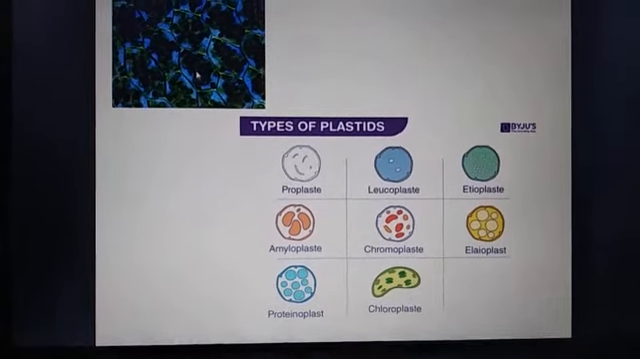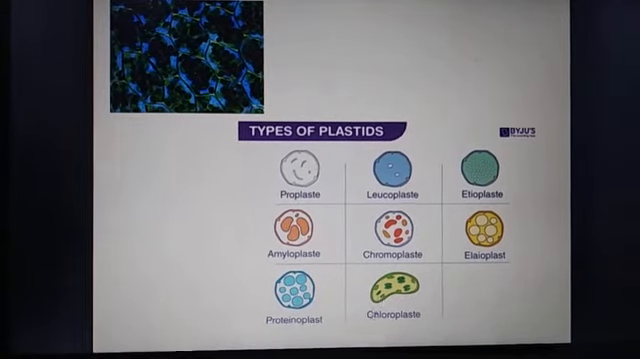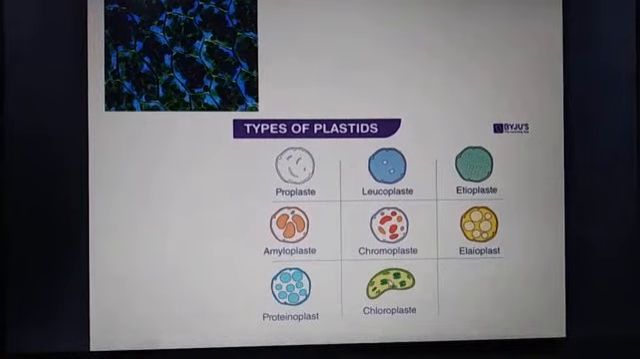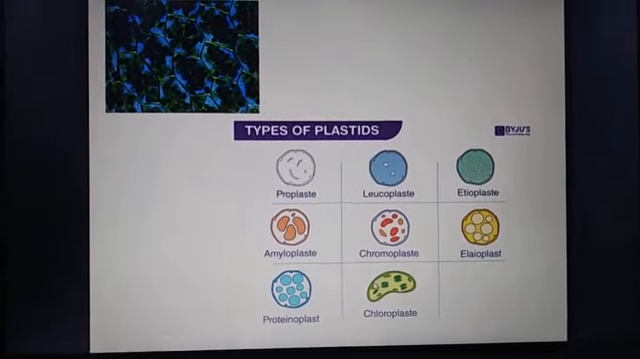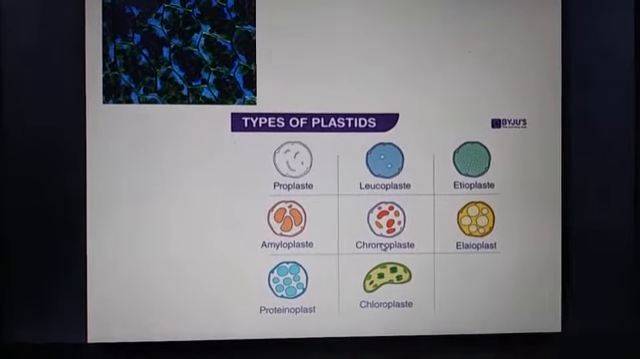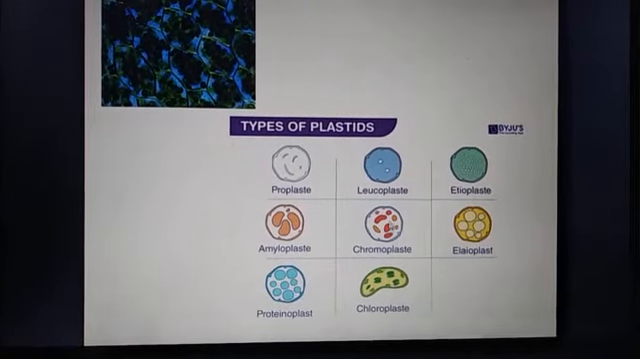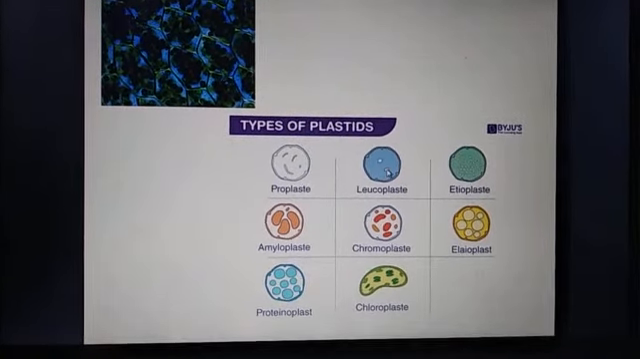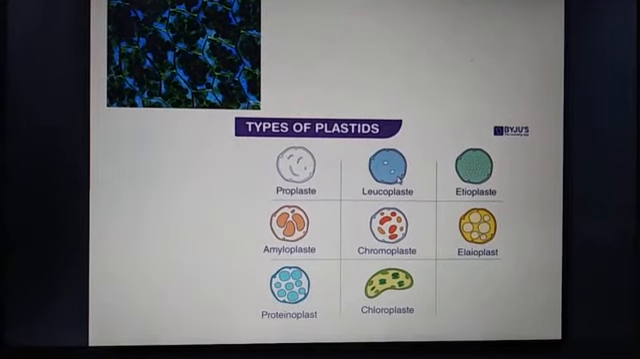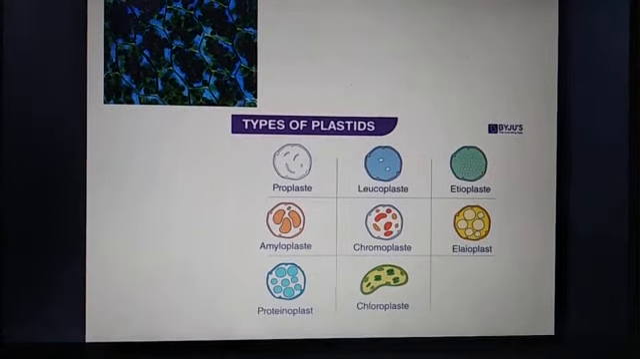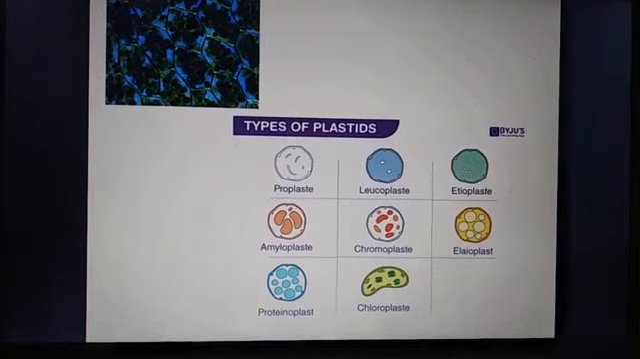The green color plastids are known as chloroplasts. They help in making food for the plant by the process of photosynthesis. Then there are plastids called chromoplast. They give color to the fruits, vegetables, and flowers. Plants also have colorless plastids called leucoplast. These leucoplasts give space to store starch, proteins, oils, etc.